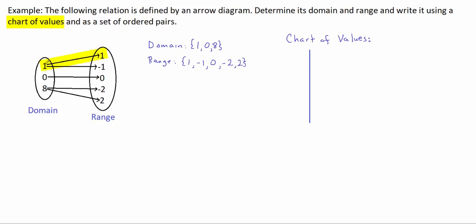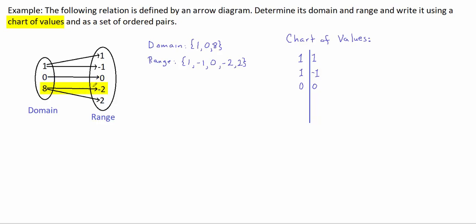So we have an arrow associating 1 to 1. So we'll have a chart entry with 1 in the first column and 1 in the second column. We have an arrow associating 1 to negative 1. So we'll have a row with 1 in the first column and negative 1 in the second column. We have an arrow associating 0 to 0. So that gives us a chart row with 0 in the first and second columns.